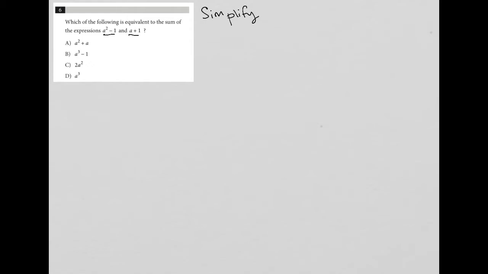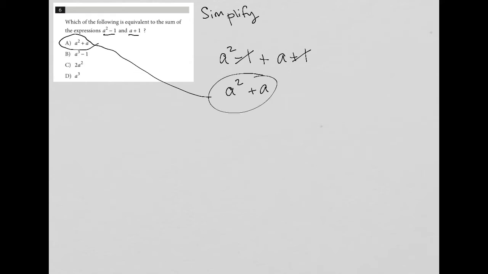It says, which of the following is equivalent to the sum of the expressions a squared minus 1 and a plus 1? Well, because we're looking for the sum of those, I'm going to just add them, right? So I'll put a plus sign in between here. And what I get by simplifying this is a squared. The negative 1 here and the positive 1 cross out. So I have a squared plus a. And therefore, the final answer is choice A.